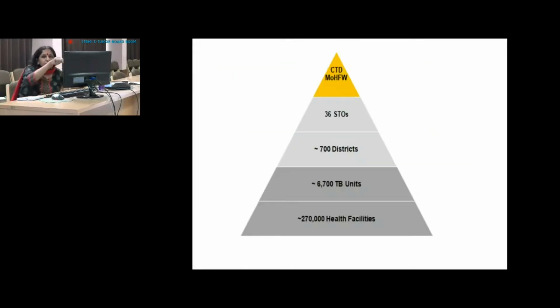This is what the structure of NTEP is like. Right on top sits the CTD, that is the Central TB Division, in the yellow triangle. This is under the Ministry of Health and Family Welfare, and underneath are the state TB officers, district TB officers, then the TB units, and then the health facilities at the primary level.